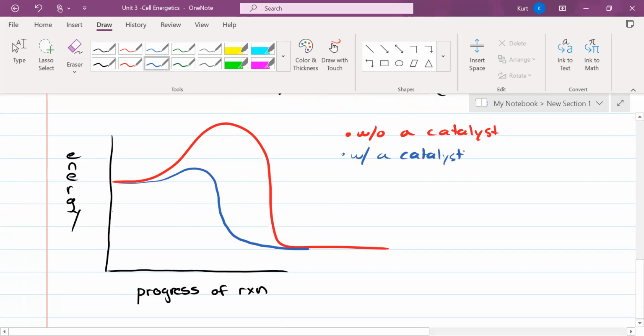I want you to notice 2 things. There's less energy used, less activation energy, and less time. The x-axis is time. That's the whole point of a catalyst.